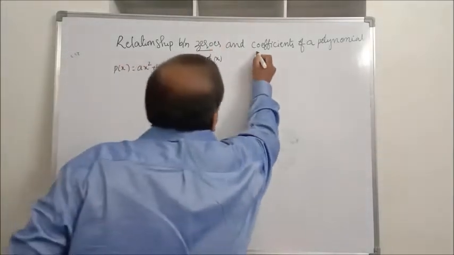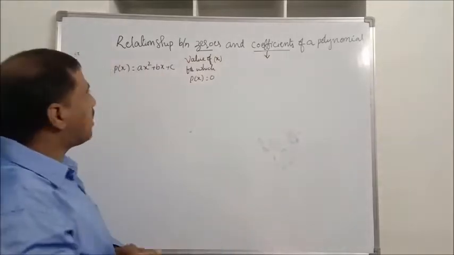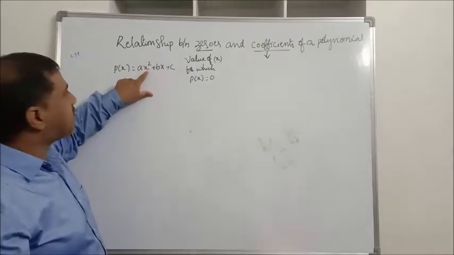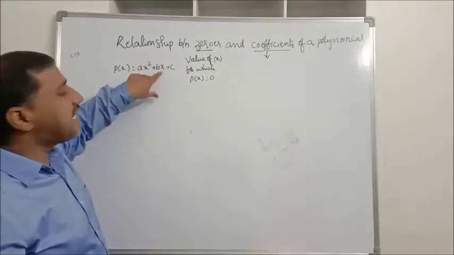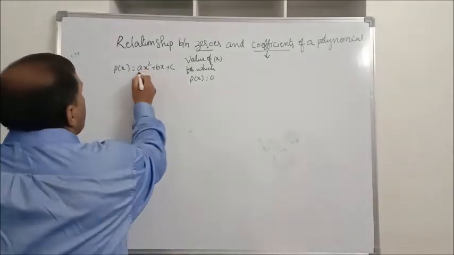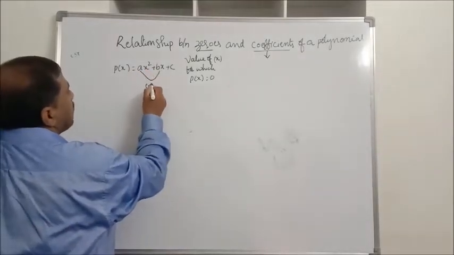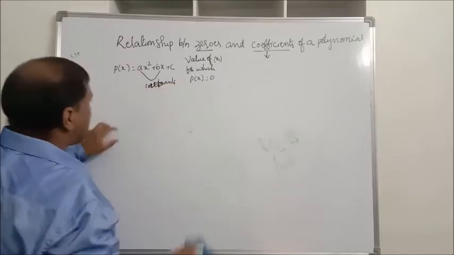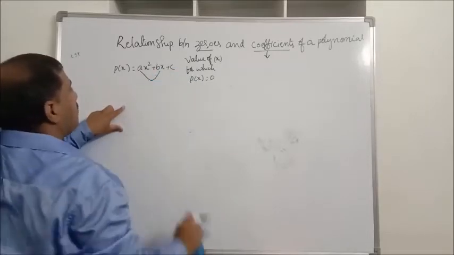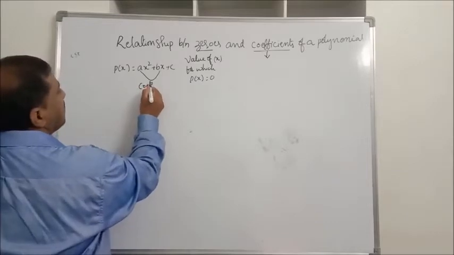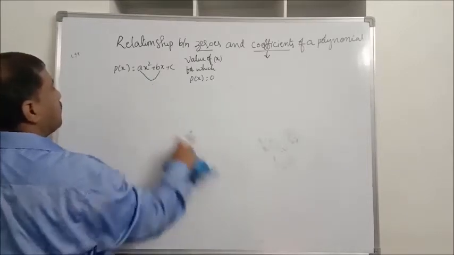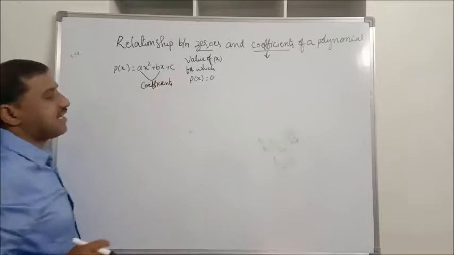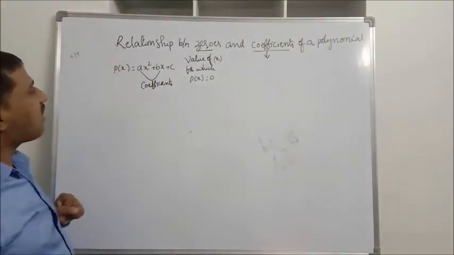Now what are coefficients? In ax square plus bx plus c, a is the coefficient of x square and b is the coefficient of x. So a and b are known as coefficients.